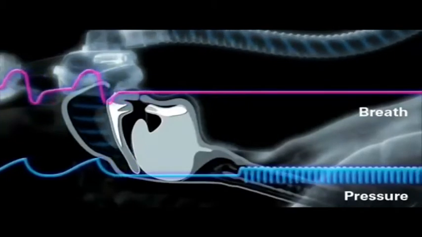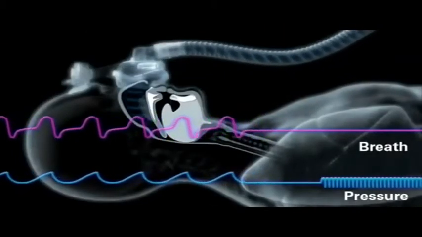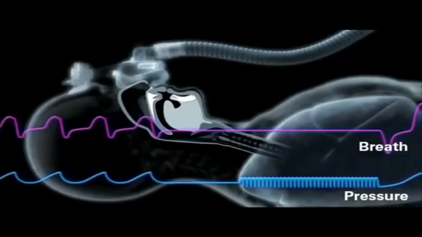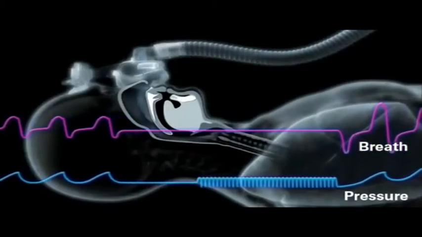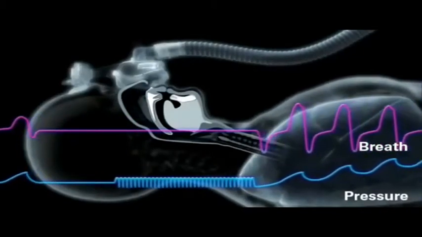If the airway is closed, there will be little or no flow, and fluctuations in mask pressure will be barely diminished. The algorithm will then increase treatment pressure in proportion to the severity of the event.